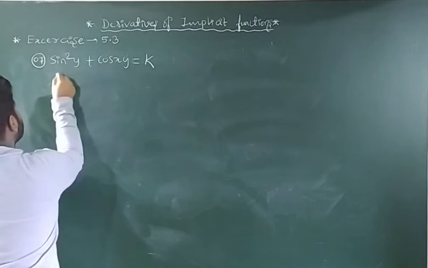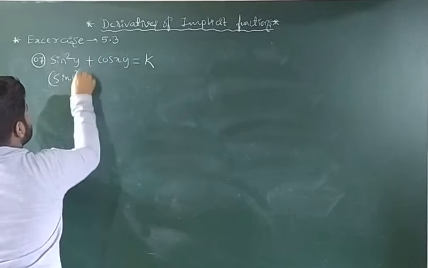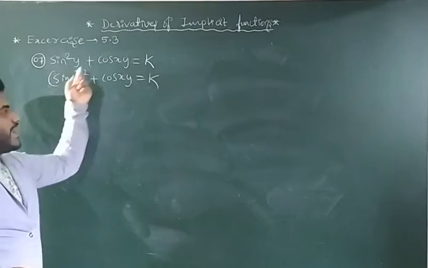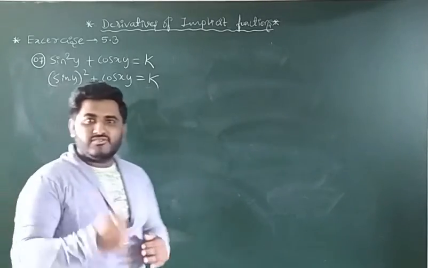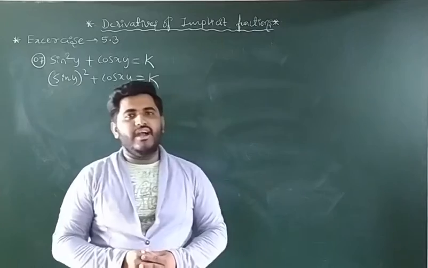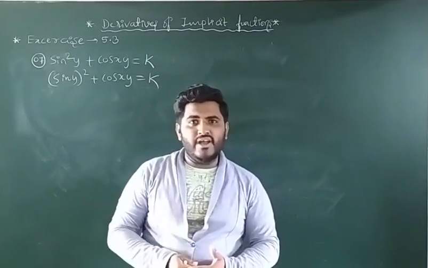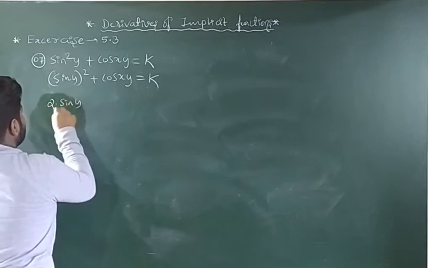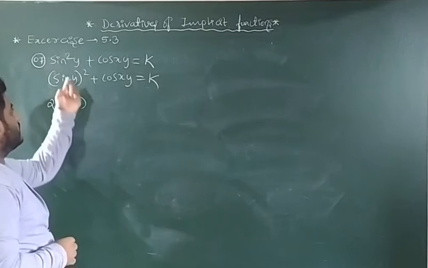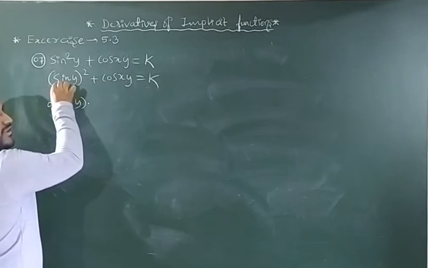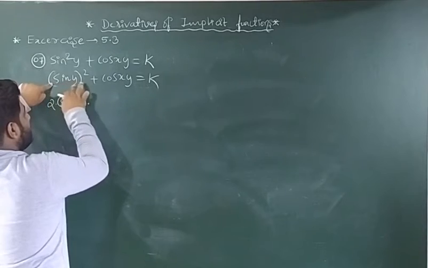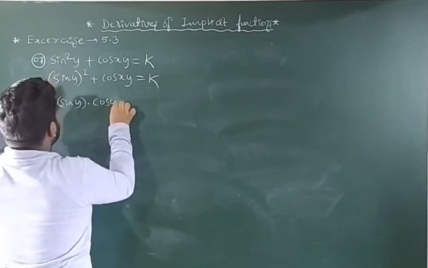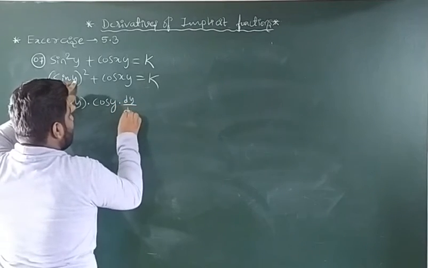So sin square y can be written as sin y whole square plus cos of xy equal to k. So sin y whole square means again it is a x raised to n formula. So what is x raised to n differentiation, guys? N into x raised to n minus 1. So take that one. N means 2 here. 2 into sin y raised to 2 minus 1 means 1. Not necessary to write. If x is there, here it will end. But here it is a sin y. So again we should do differentiation of sin y. Differentiation of sin y is cos y into differentiation of y is dy by dx.